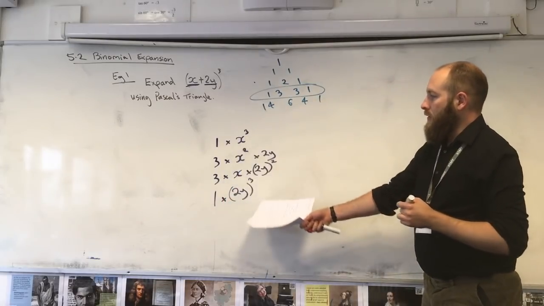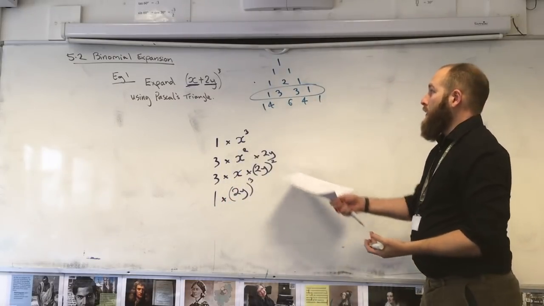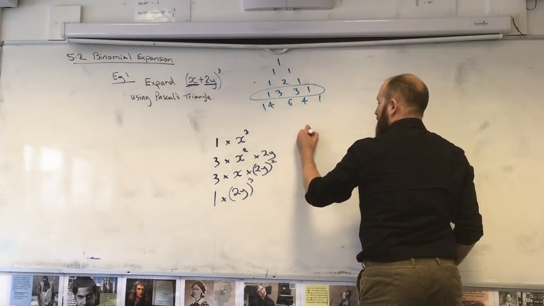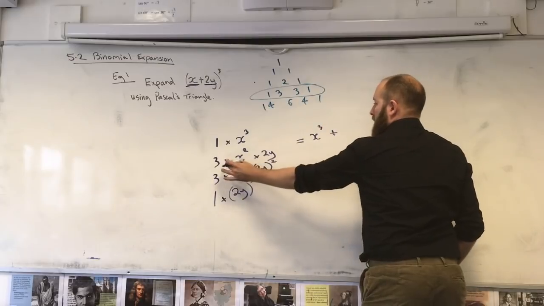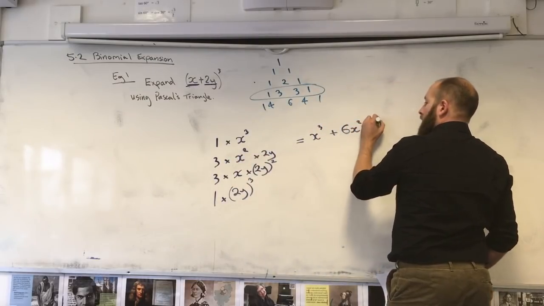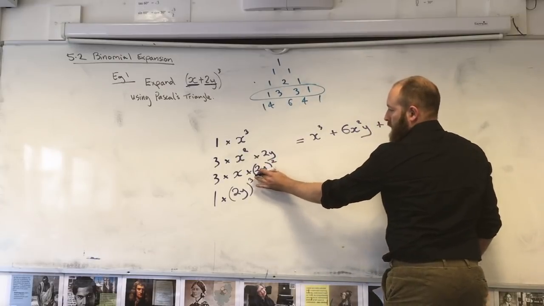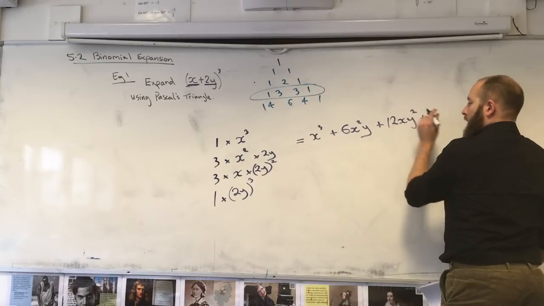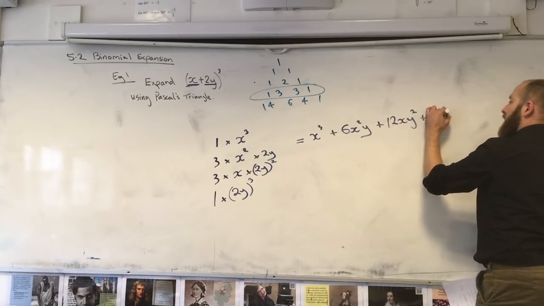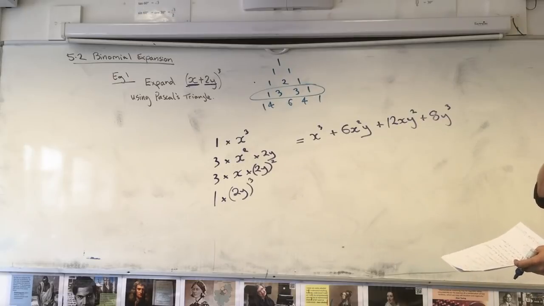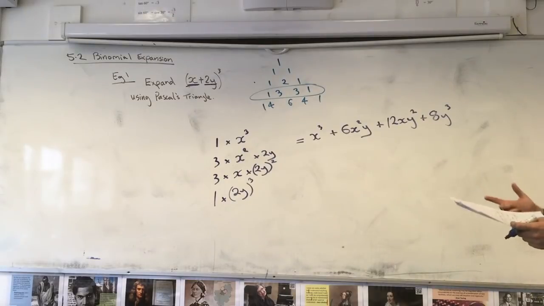And if we expand each one of those rows and add them all together, we've now expanded that reasonably quickly. So x cubed plus 3 times 2 is going to be 6x squared y, plus 2 squared is 4, times 3 is 12xy squared, plus 2 cubed is 8, 8y cubed. So that is how we expand using the binomial expansion using Pascal's triangle.